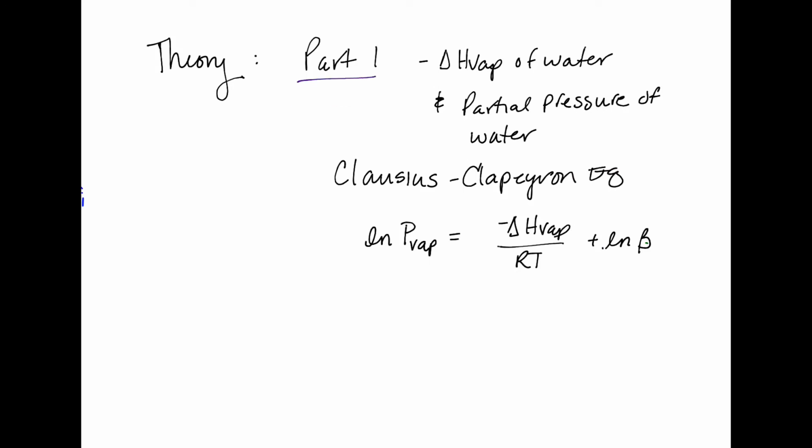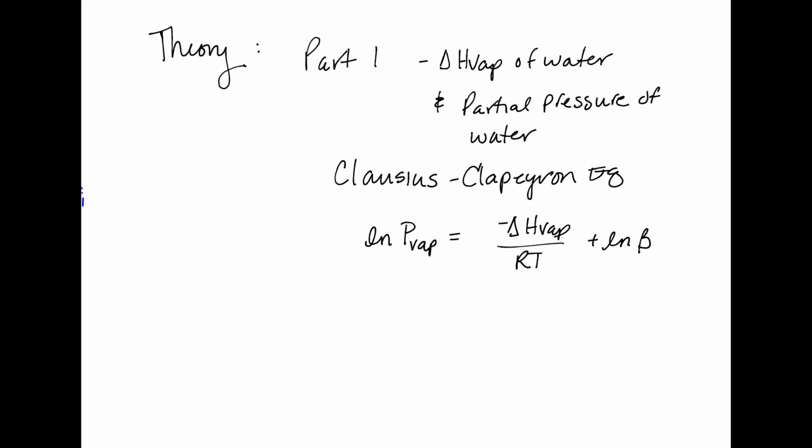So in part one, we're going to be looking at the delta H of vaporization of water by studying the partial pressures of water. We're going to use this form of the Clausius-Clapeyron equation. We will need to be able to measure vapor pressures, and we'll need to be able to measure temperatures. We'll be able to find the delta H of vaporization of water by putting together a graph.